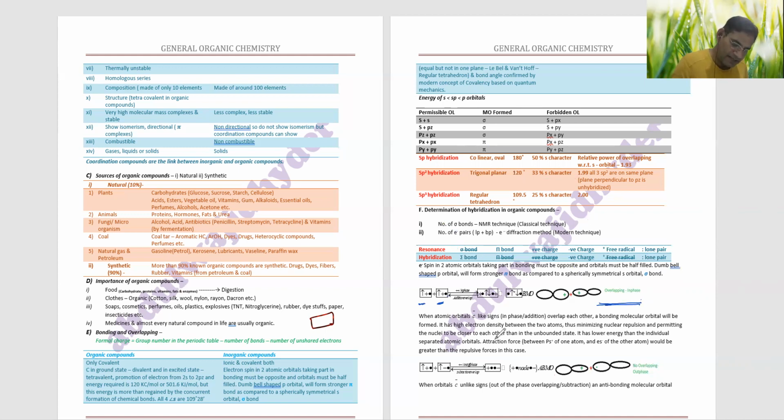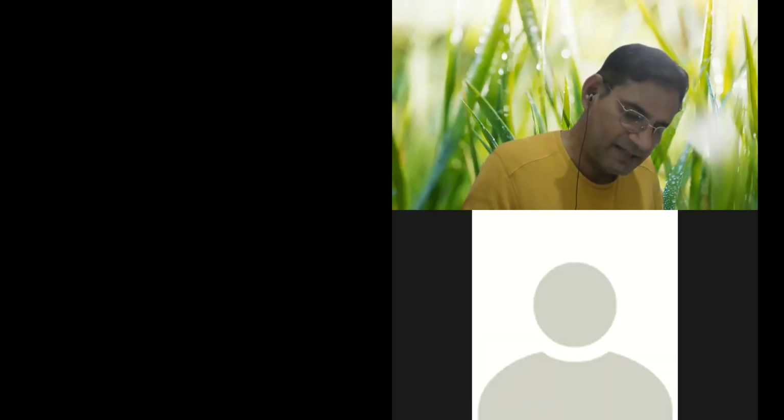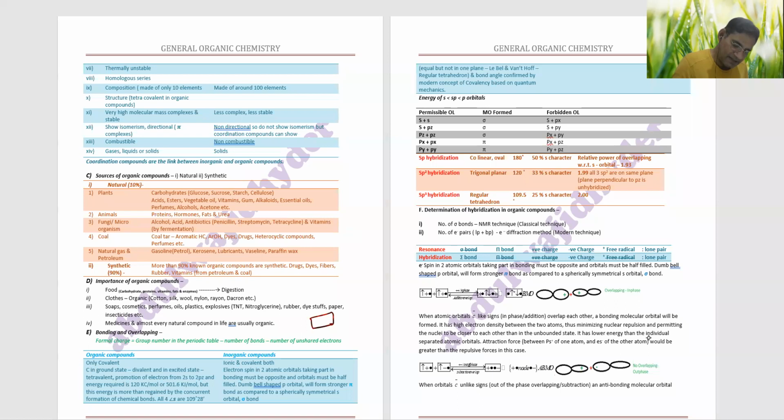Overlapping in phase. But if one is plus and the second is minus, then it is out of phase, and that overlapping won't be possible. This is in phase and this will be out of phase. If both electrons have a plus sign, both are plus, then that will be a bonding molecular orbital, and overlapping will be possible, attractive in nature, additive in nature, constructive in nature, and that will be known as in phase.